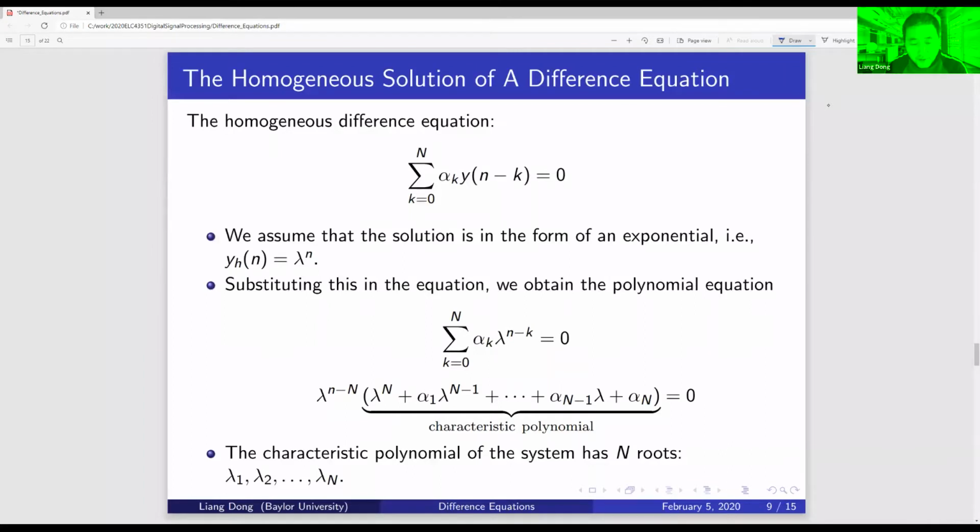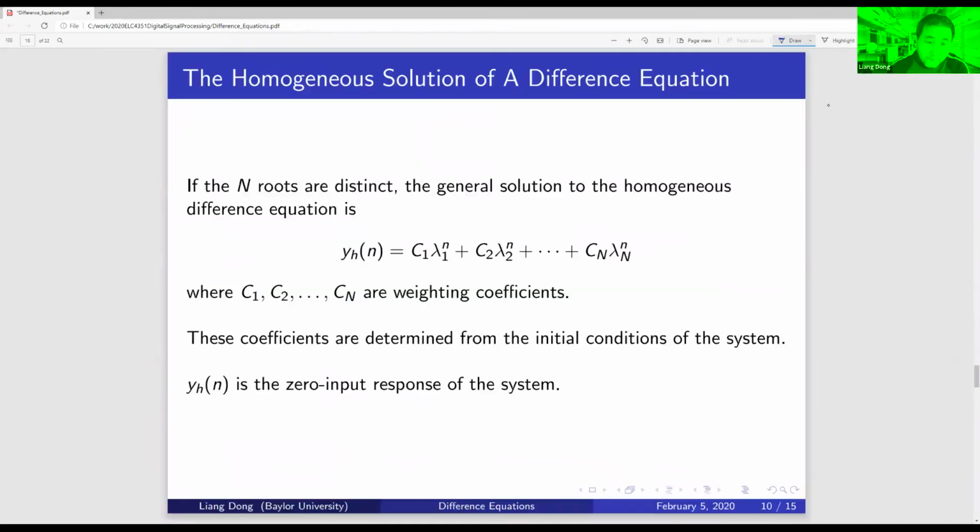The characteristic polynomial of the system has n roots. If my system is order n, the highest term of my polynomial is lambda to the power n. Therefore, I have n roots, lambda 1, lambda 2, all the way to lambda n. If these n roots are distinct, not any two of them are equal, the general solution to the homogeneous difference equation is given by that.